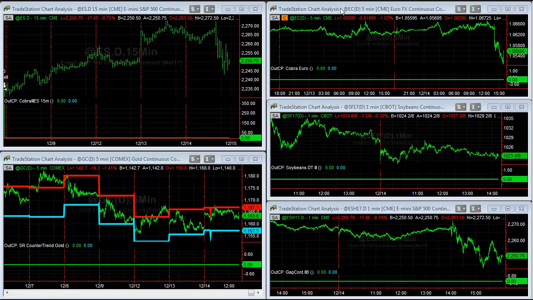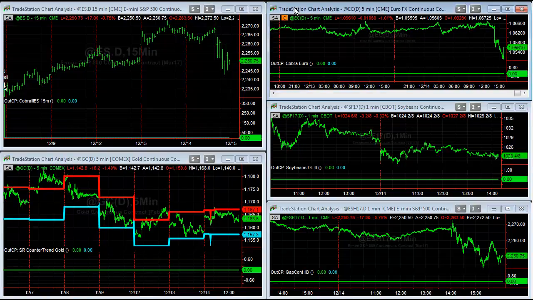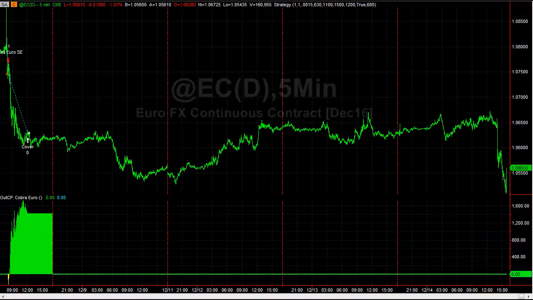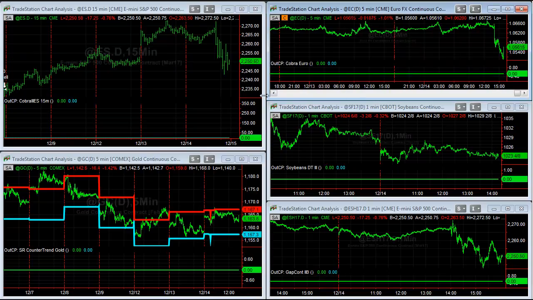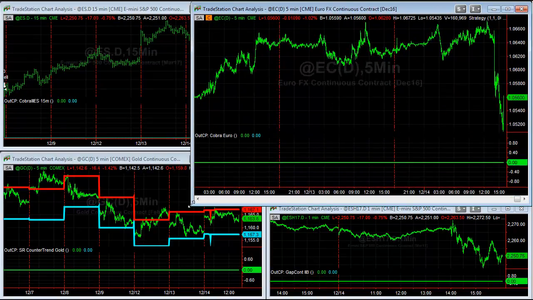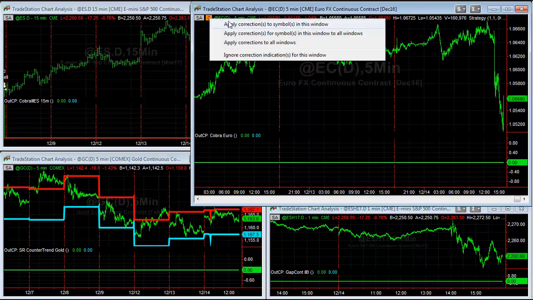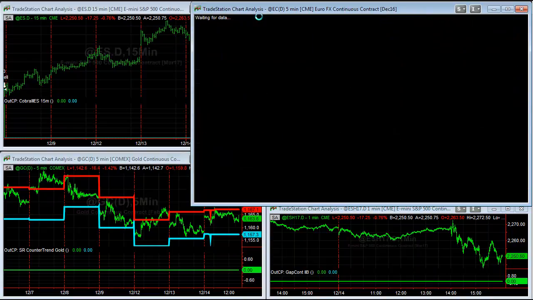Rollover day for the euro currency. You can look at that if you're charting the @EC. You'll see this orange C, which means data correction, and you always see that around rollover. And so in the top of your bar, let me expand this out, you'll see December, and then when you apply this correction, you right-click, apply correction to this window.